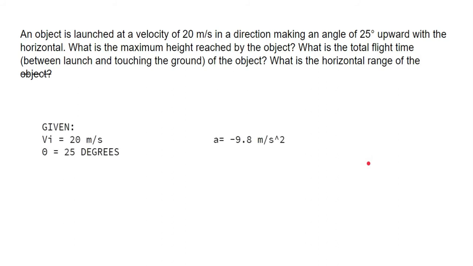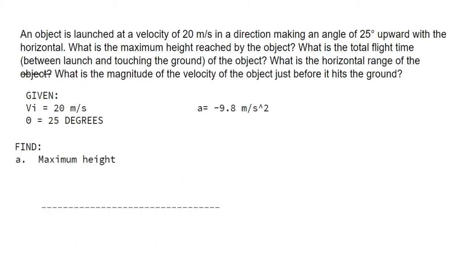Okay, in solving this problem, we should first write down the givens, which are the initial velocity, which is 20 meters per second, and 25 degrees, which is the angle. And though it is not written in the problem, we always have an acceleration due to gravity, which is negative 9.8 meters per second squared. Now we are asked to find the maximum height, the time in flight, and then the range.